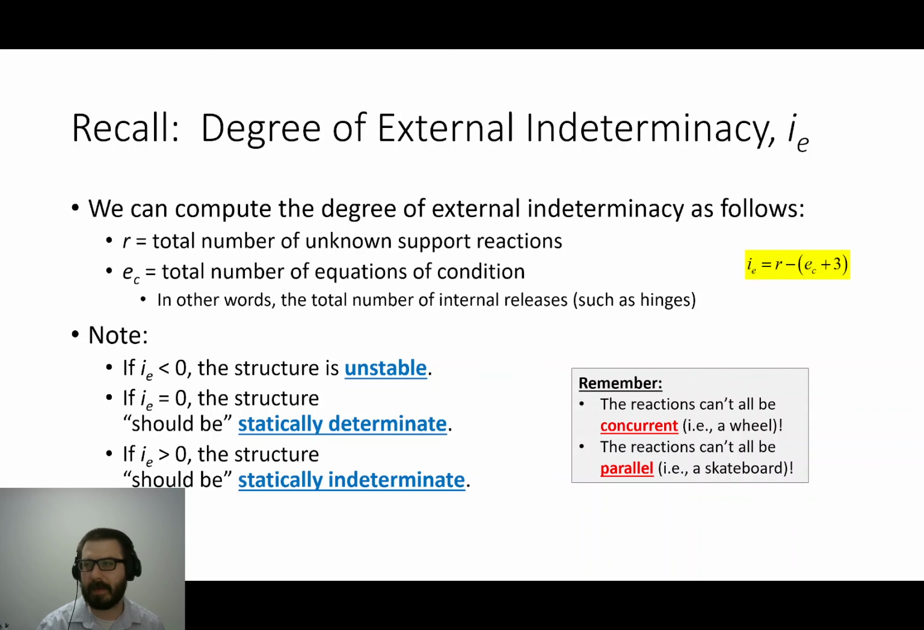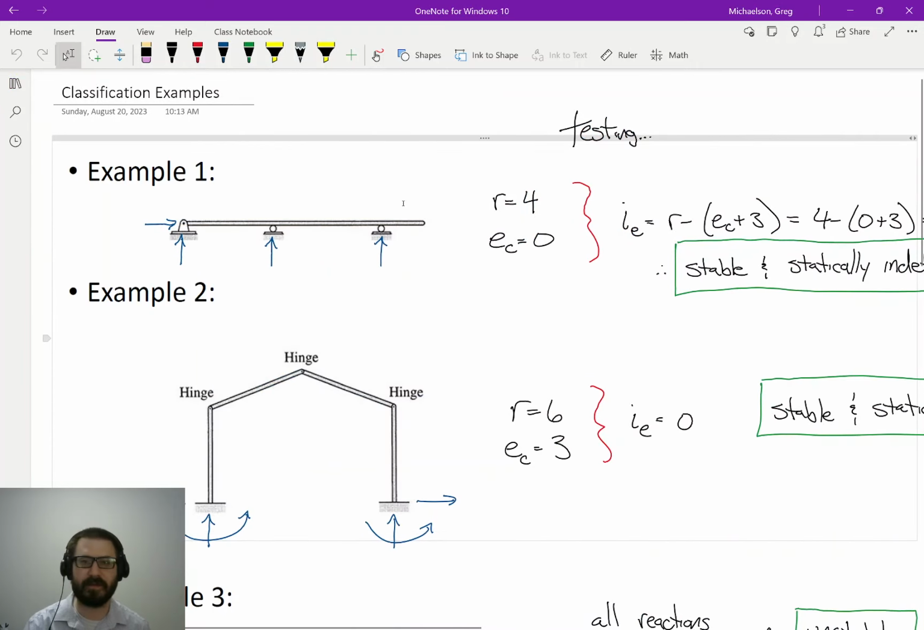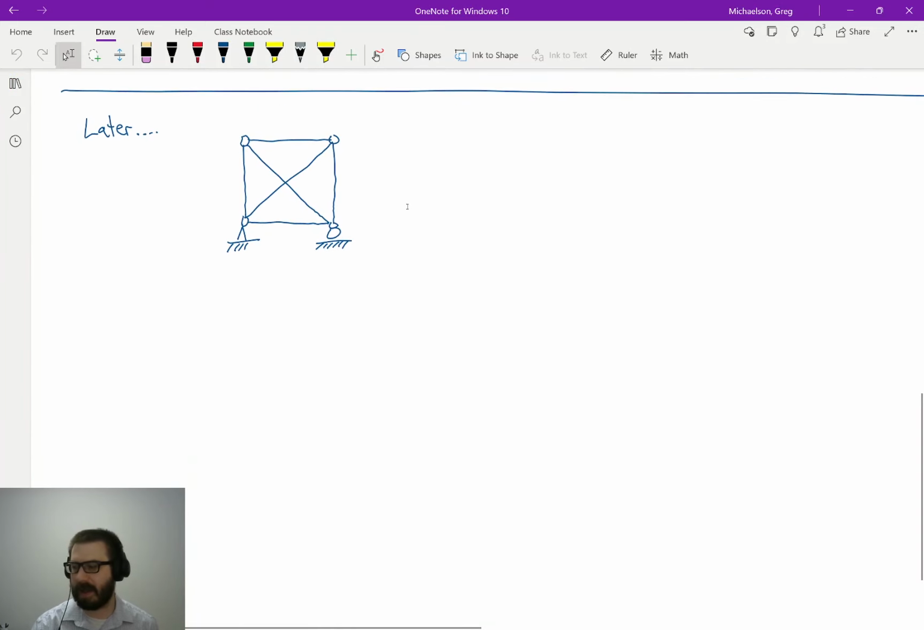Seeing whether or not the structure is indeed stable and determinate. Now, I'm going to pull up the notebook in the class because I brought up an example when we first started discussing this some time ago. I said later on we were going to look at a structure like this. If we go back to the computation and assessment of stability and determinacy, we can look at the structure and get an IE value of zero. I can show pretty easily that the structure is stable and statically determinate externally. In other words, I can compute the support reactions on the structure with just equations of equilibrium, no problem at all. But there's a problem that's going to arise when we start looking internally at the structure.